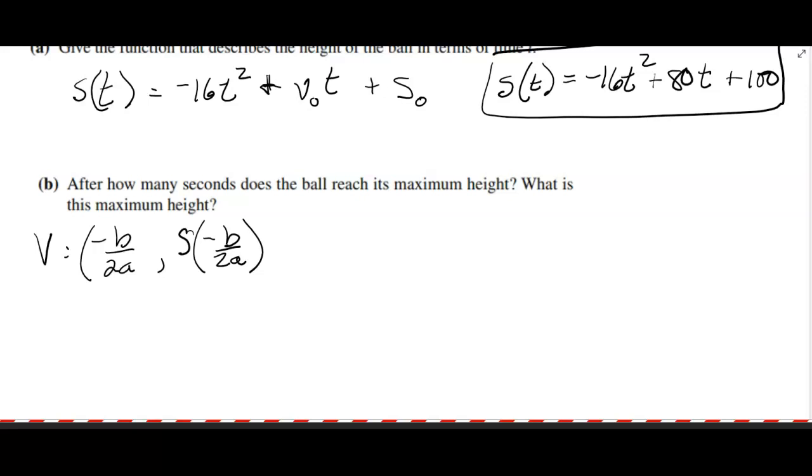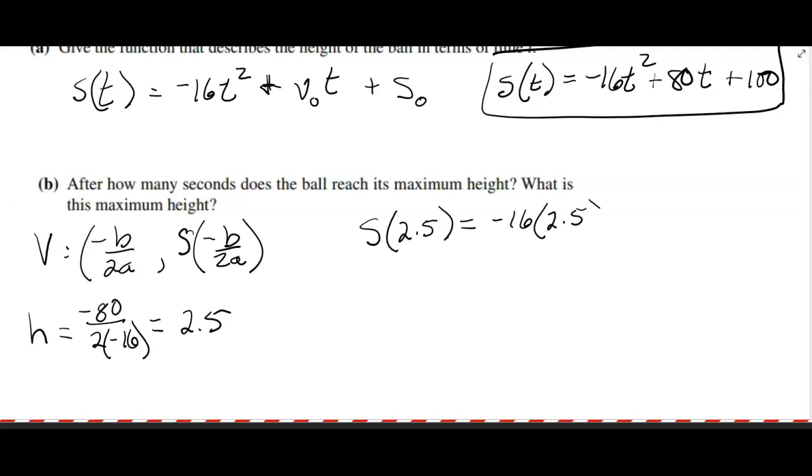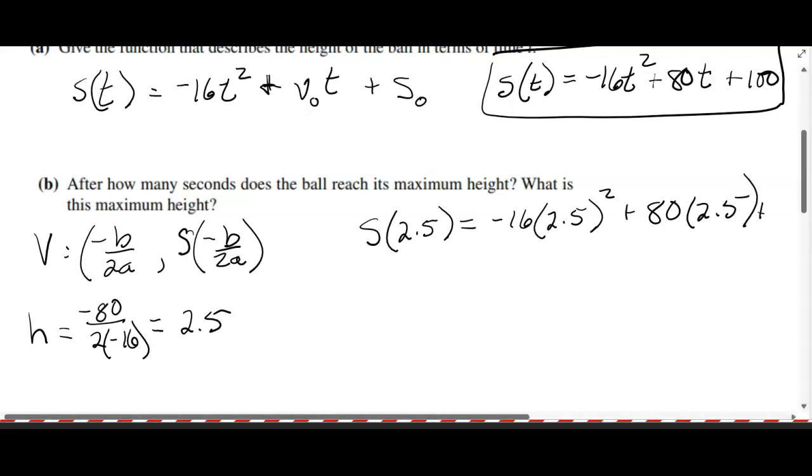Okay, so negative b over 2a, this is your h, is going to be negative 80 over 2 times negative 16. And when you work that out, you get 2.5. So that's what it happens to be. And then you have to plug that in. So you're going to take S of 2.5 and plug that into the formula: negative 16 times 2.5 squared plus 80 times 2.5 plus 100.